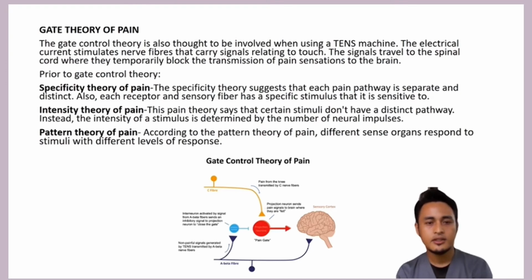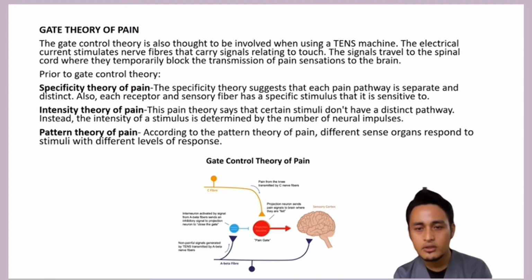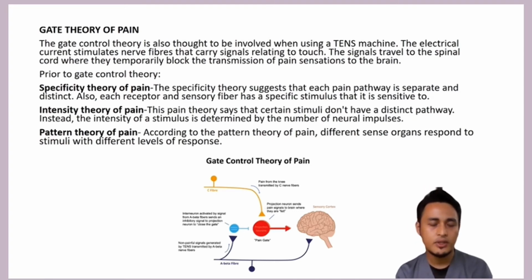Intensity theory of pain. This pain theory says that certain stimuli do not have a distinct pathway. Instead, the intensity of the stimulus is determined by the number of neural impulses. Pattern theory of pain. According to the pattern theory of pain, different sense organs respond to the stimuli with different levels of response. This is a diagram for gate control theory of pain.